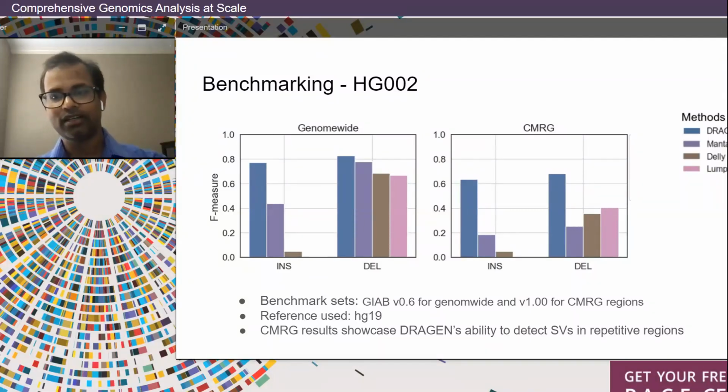And we also did the same for the CMRG regions. Both for the CMRG regions and genome-wide, we also see for the deletions, which are a little easier than the insertion identification, DRAGEN also performs better than all other tools. And this is basically showcasing DRAGEN's ability to detect SVs also in repetitive regions or the complex regions.